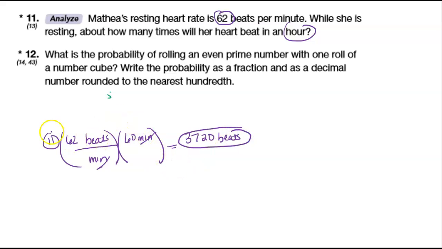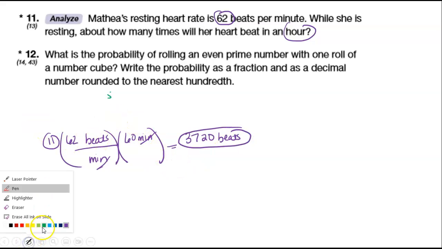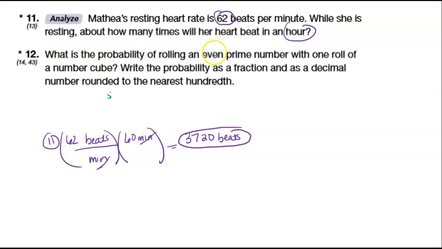Okay. Number 12, let me change colors here. What is the probability of rolling an even prime number with one roll of a number cube? That's a dice, by the way. Write it as a fraction and as a decimal to the nearest hundredth.